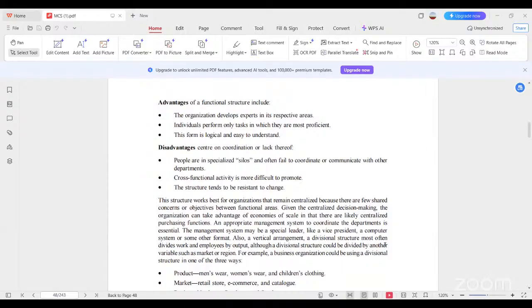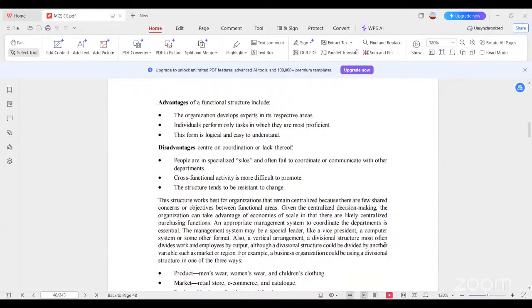Then what are the disadvantages? The first is departmental silos. Departments may work in isolation. When they are working in isolation, they fail to communicate with each other. For example, a marketing team launches a campaign without informing production, and ultimately this will cause supply issues.